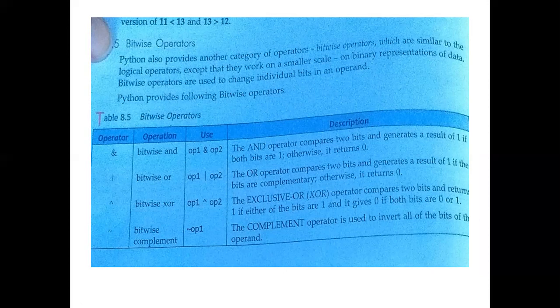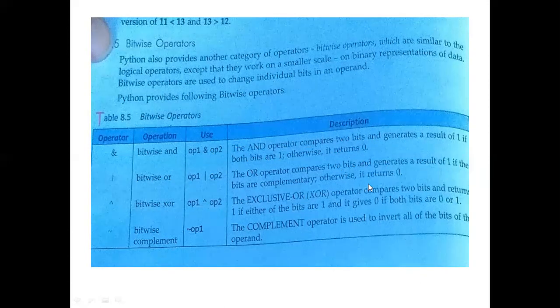The bitwise AND operator is the ampersand, used as op1 AND op2. Description: the AND operator compares two bits and generates a result of 1 if both bits are 1, otherwise it returns 0. Next, bitwise OR, op1 OR op2. The OR operator compares two bits and generates a result of 1 if the bits are complementary, otherwise it returns 0. Then this is the bitwise XOR operator, op1 XOR op2.